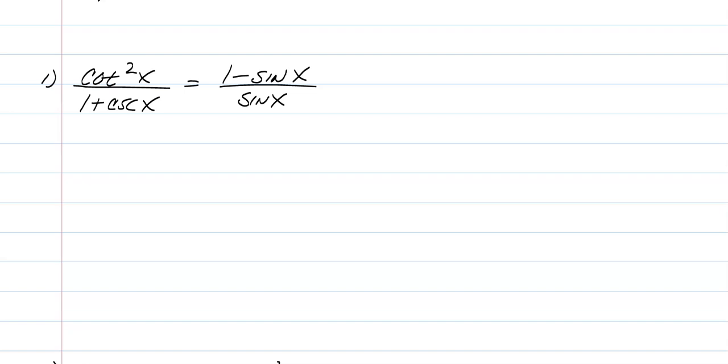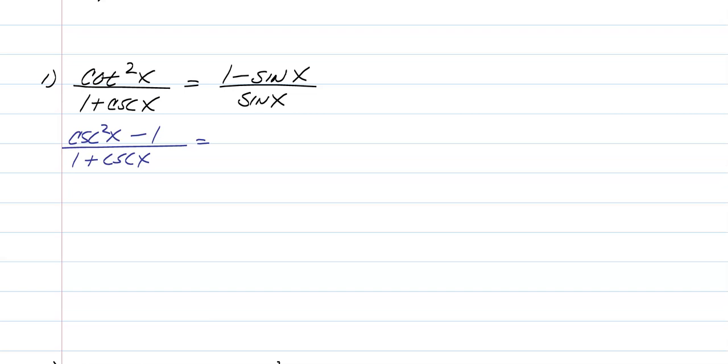So this first example. Right off the bat, you see a cotangent squared x on the top, which is a Pythagorean identity. So we're going to quickly change that to cosecant squared x minus 1 over 1 plus cosecant x. And then, of course, that's going to be equal to 1 minus sine x over sine x.